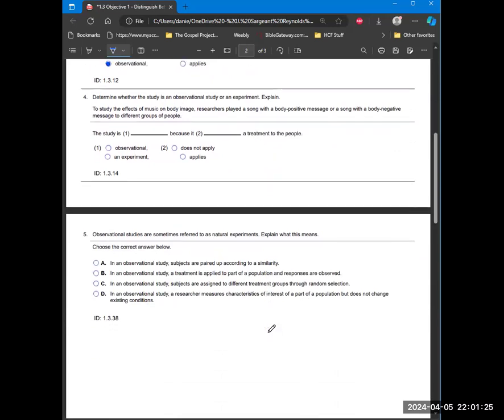Now let's look at number 4. Determine whether the study is an observational study or an experiment and explain. To study the effects of music on body image, researchers played a song with a body positive message or a song with a body negative message to different groups of people. So this is an experiment because it applies a treatment to the people. Different groups of people are getting treated different ways, and the results are being measured.